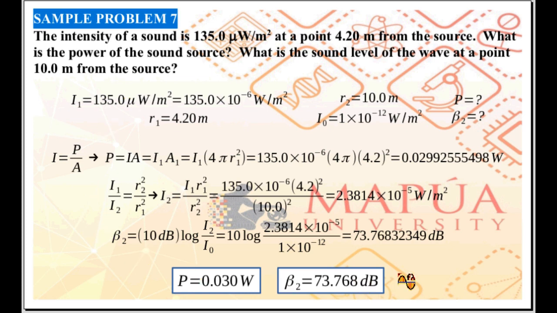And that's it for now. That's it for our discussion on sound intensity. We'll continue our discussion on wave motion in the next video. In the next video, we'll take a look at the concept of Doppler effect.